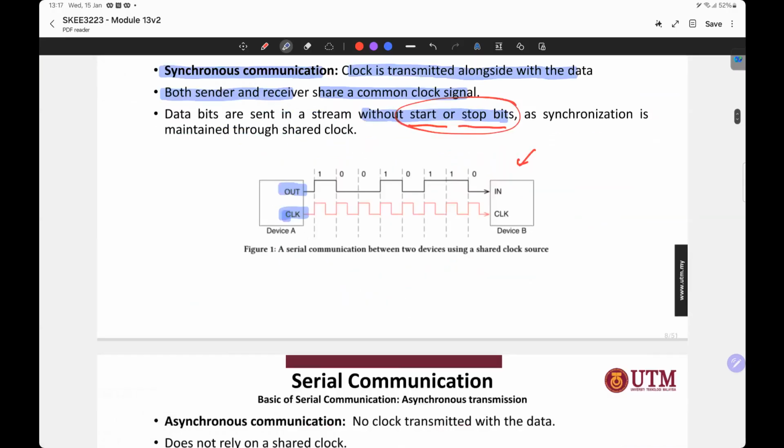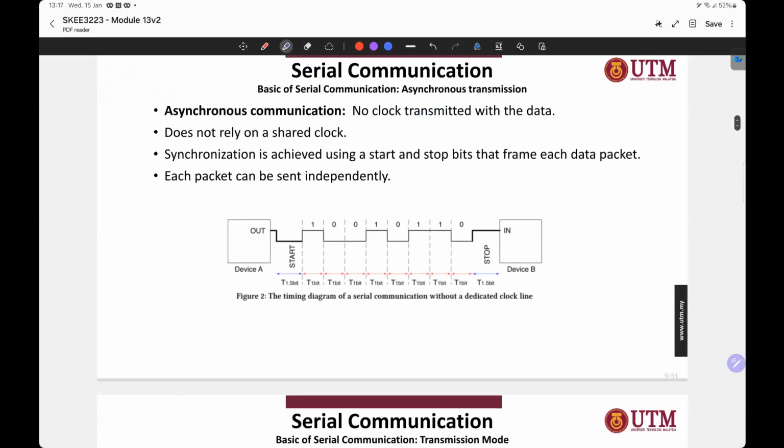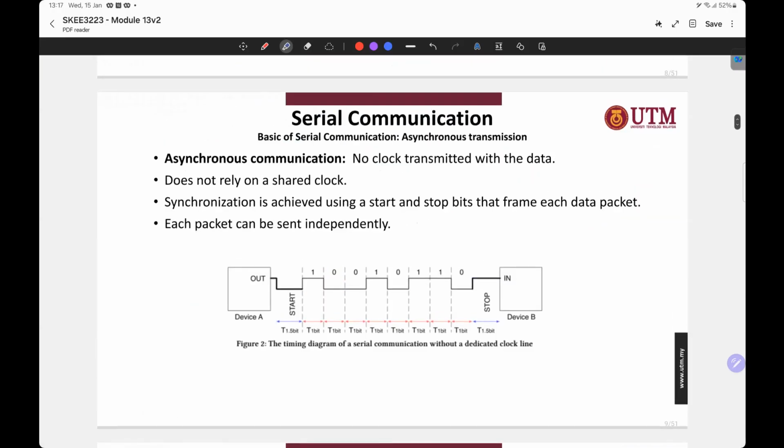Next is asynchronous communications. Okay, we're going to look at asynchronous communication. In asynchronous communication, no clock is transmitted with the data. It means that you send the data without any clock signal, and it does not rely on a shared clock. So there is no need to have a shared clock.